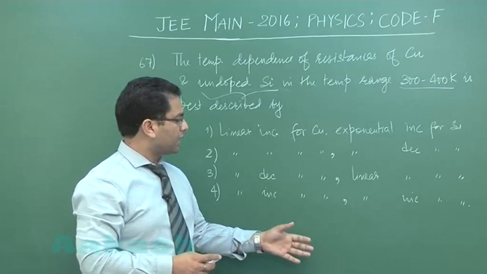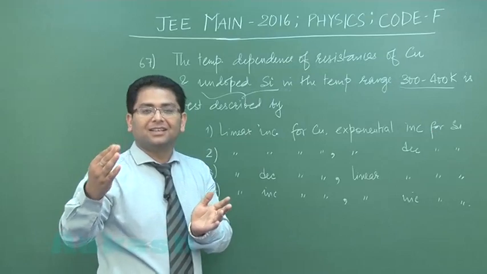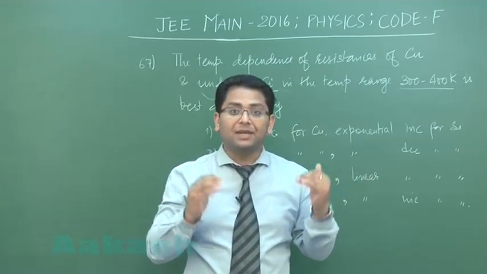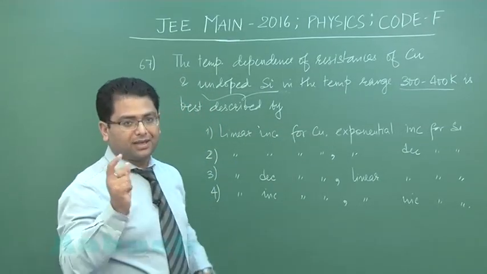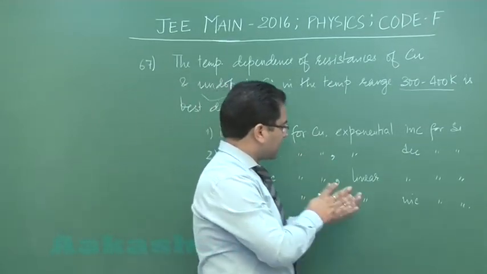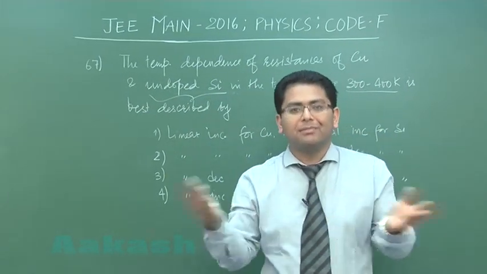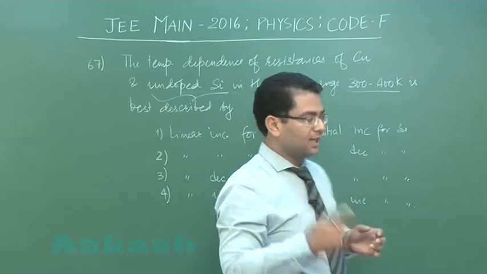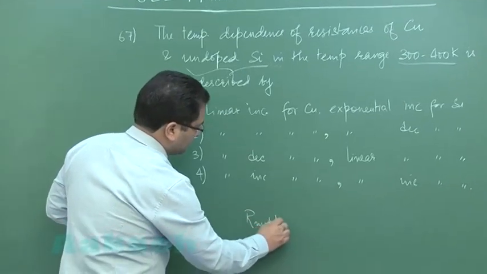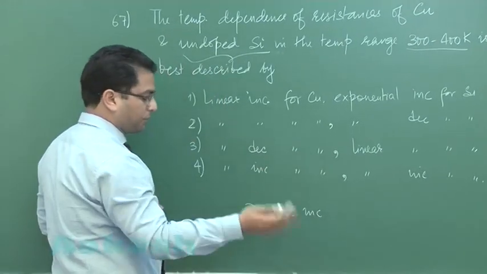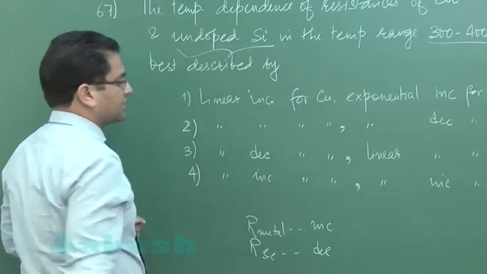You'll see options with increasing, decreasing, that has to be seen. And apart from that, there is one step higher, the variation type, the nature, whether it's linear or exponential, that has been asked. But the examiner did not raise the level of the question as it could have been, or maybe a chance was given to you. Because if you talk of metal, the resistance of metal increases with temperature as the temperature is rising, and resistance of a semiconductor decreases with increase in temperature.